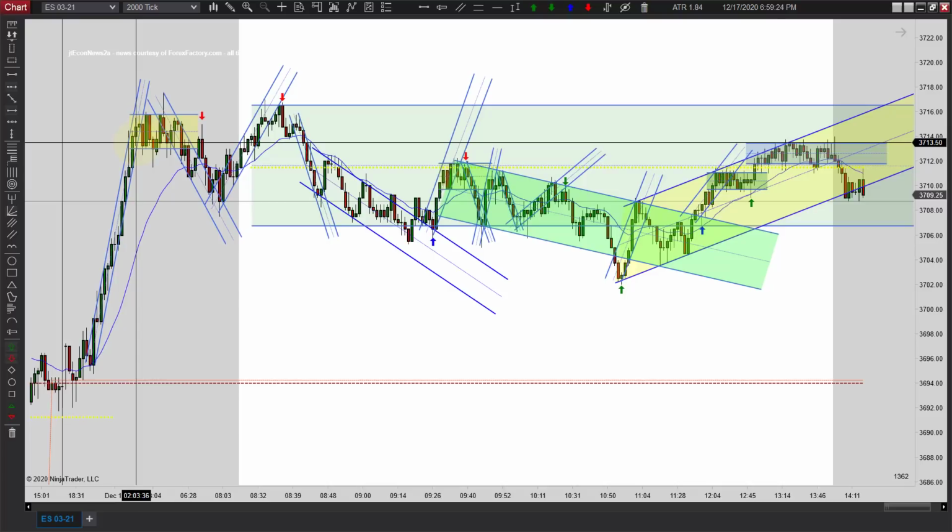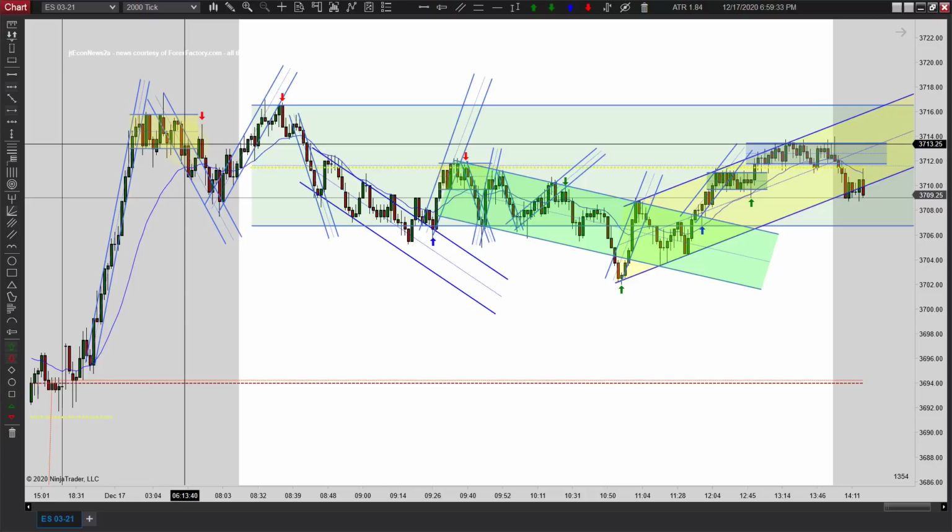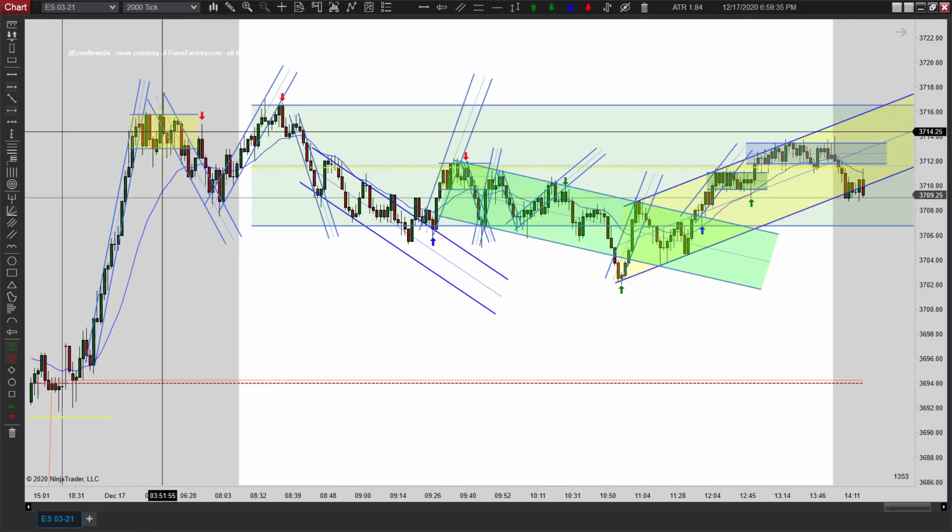That bar formed at 2 o'clock in the morning, and we didn't really get any movement until almost 6. So that's 4 hours that nothing happened. I mean, that's not tradable. Don't try to trade that.